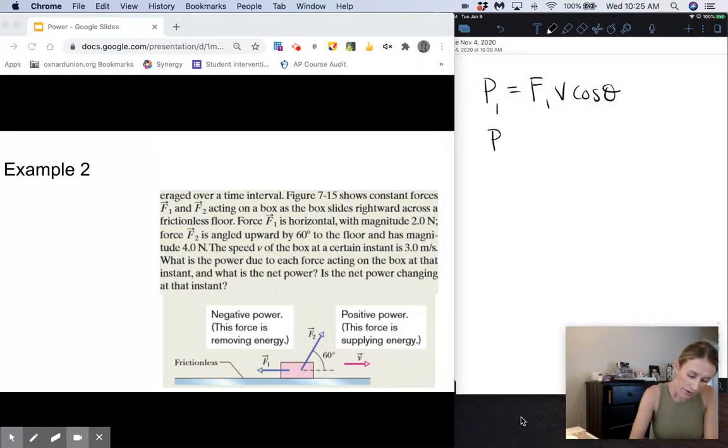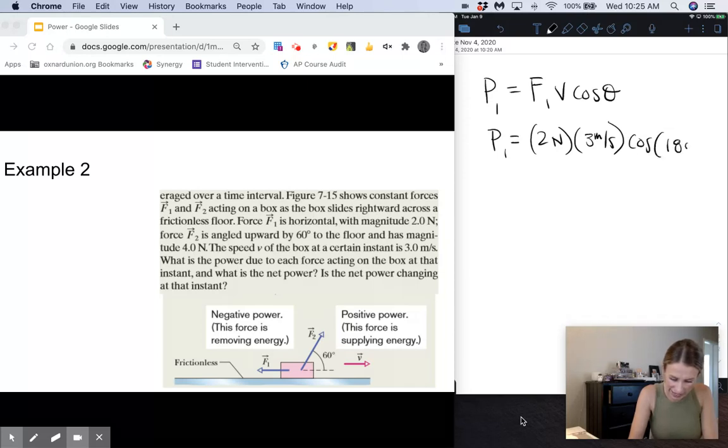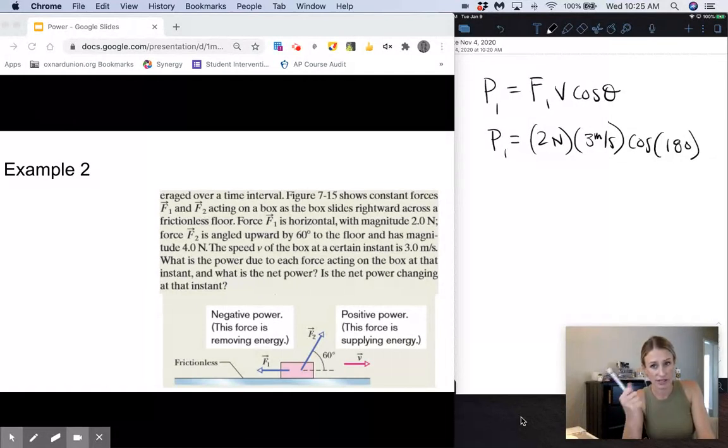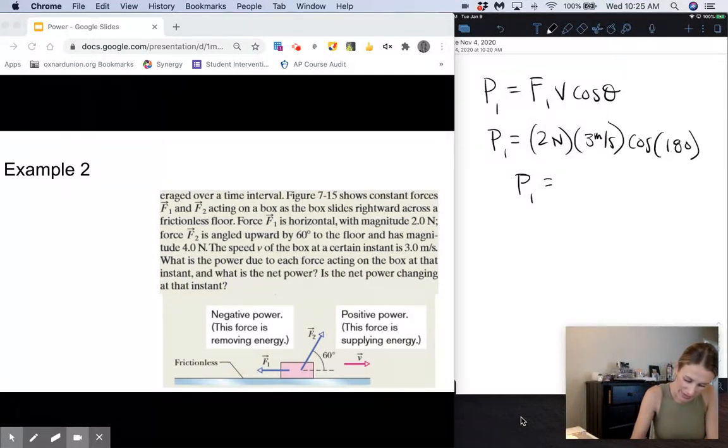So power from force 1 is equal to force 1, which is 2 newtons, times velocity, which is 3 meters per second, times cosine of 180 degrees. So we get 2 times 3, which is 6, times a negative 1, because cosine of 180 is negative 1. So power from force 1 is equal to negative 6 watts.